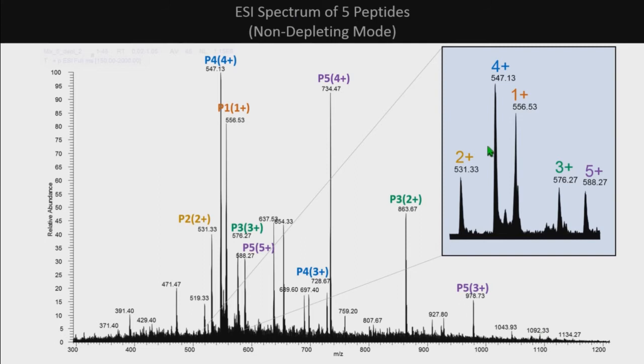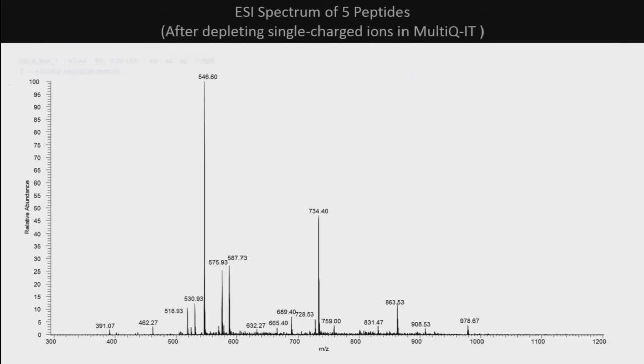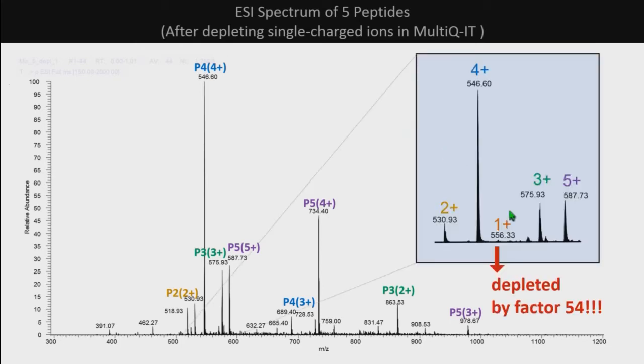If we set the MultiQ ion trap to operate in single charge ion depletion mode, interesting things happen. First, the spectrum becomes much cleaner because we remove the majority of singly charged peaks from it, or reduce their intensity quite considerably. And if we look at the range from 500 to 600, we see that the peak of the lysine and cephalin singly charged species was reduced by more than a factor of 54, while higher charge state peptides didn't change their intensity dramatically.